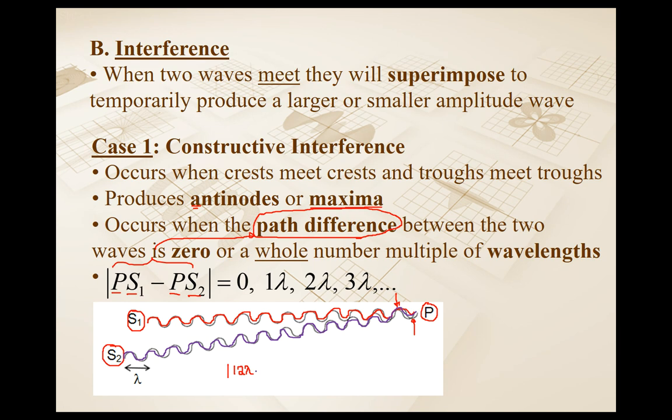So this would be the absolute value of 12 wavelengths minus 13 wavelengths. The reason we put absolute value here is because we don't want a negative path difference. So 12 minus 13 wavelengths would be negative 1 wavelength, but the absolute value would just be 1 wavelength. So if we find the path difference, and the path difference is either a whole number multiple of wavelengths, like 1 wavelength, 2 wavelengths, 3, or it's 0, that is the condition for constructive interference. Okay, now let me explain to you why this is the case.